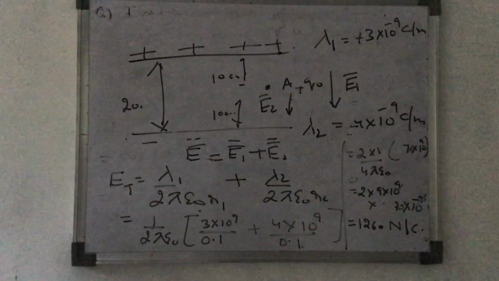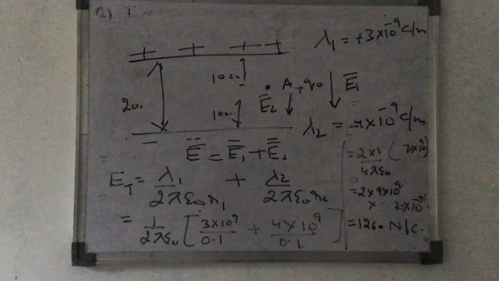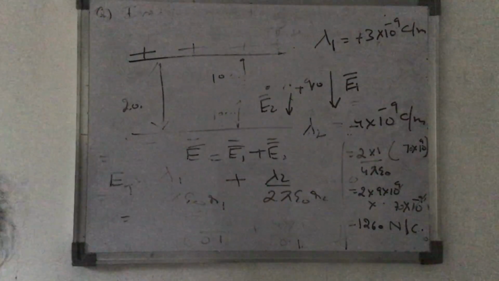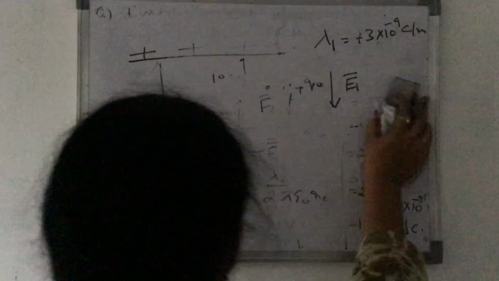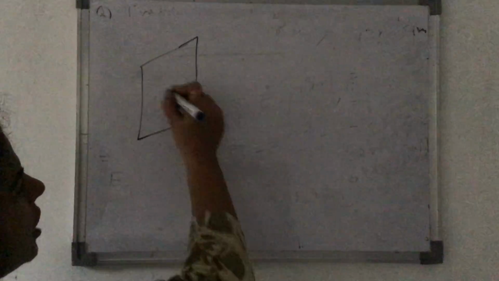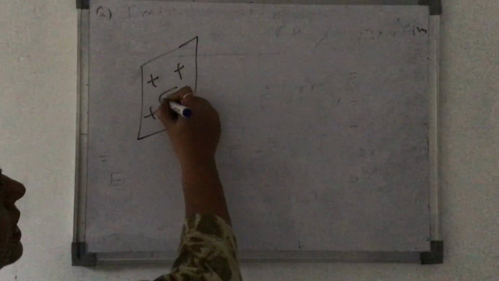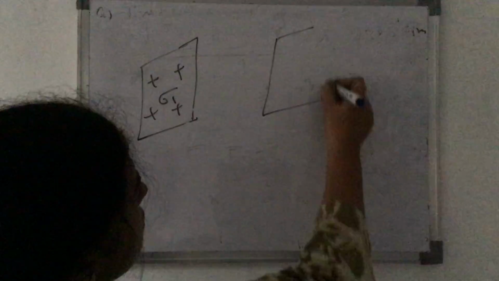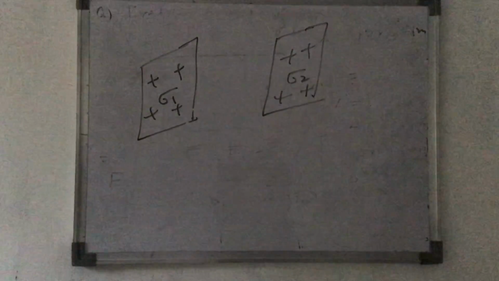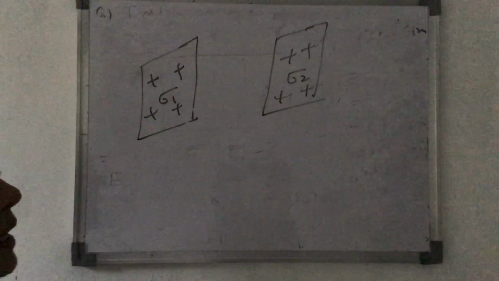All right. One more question related to sheets. Last question. Suppose I've got metallic charge sheets, and the charge density on this is sigma 1. This is also positively charged. This is sigma 2. Now how to find out the electric field at any point?